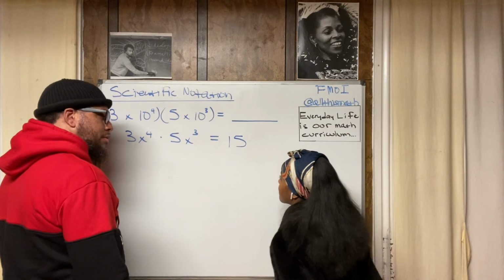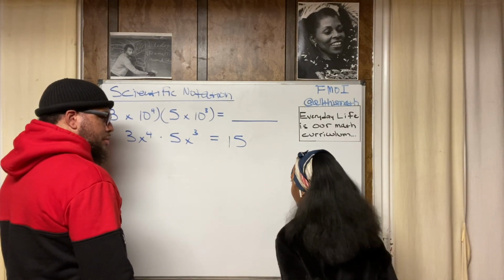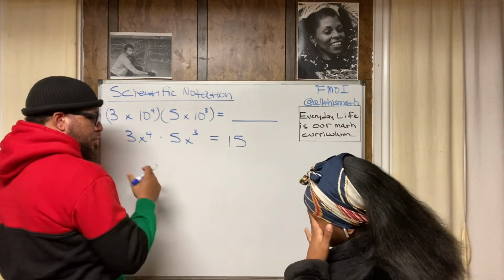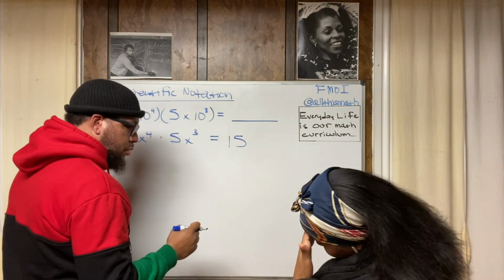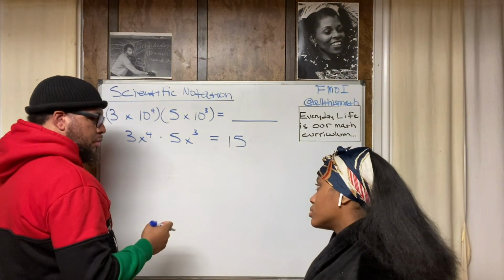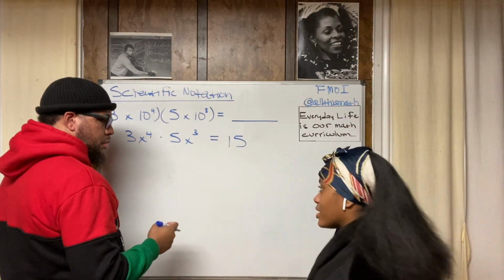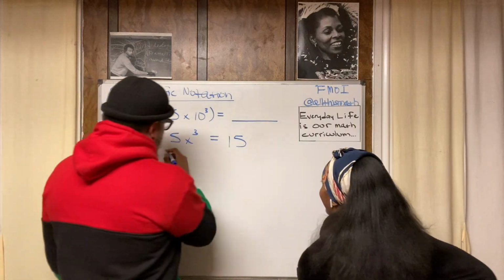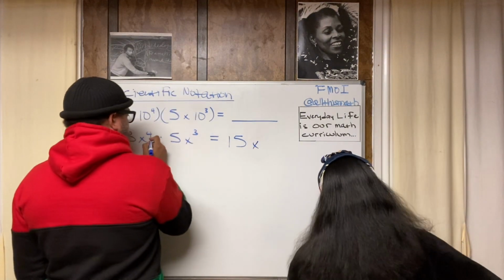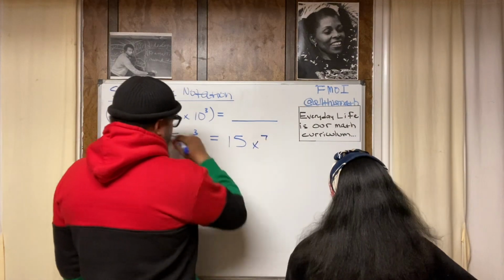When you multiply variables, you add the exponents. When you divide, what do you do to the exponents? Subtract. Yes. So you write the variable one time, and you add 4 plus 3, you get 7.